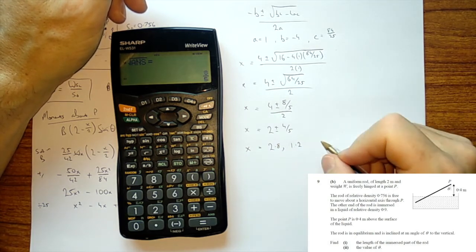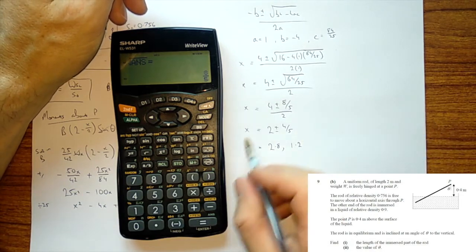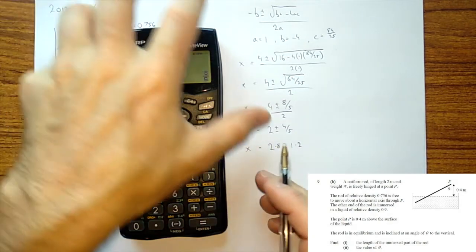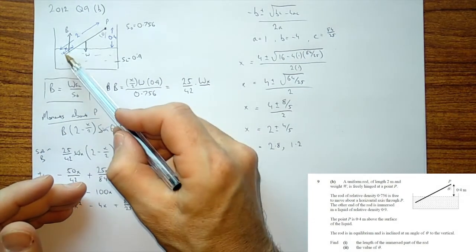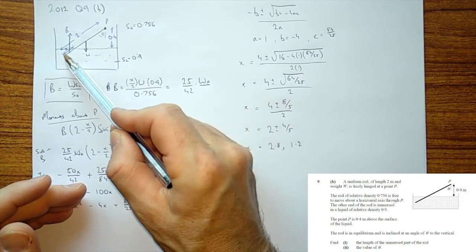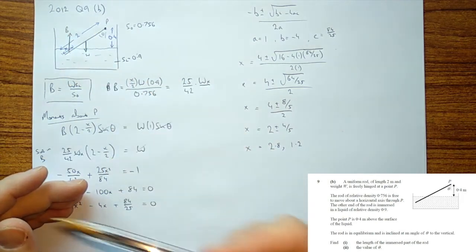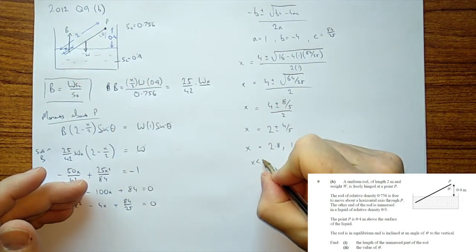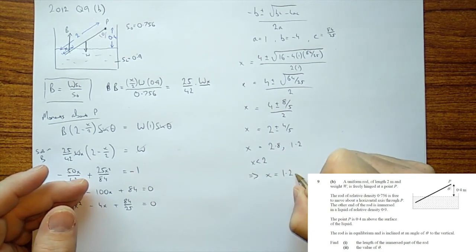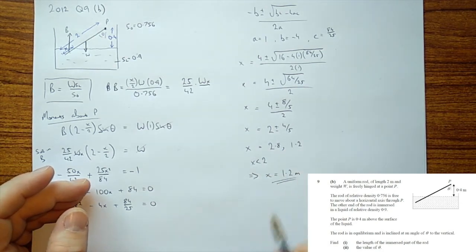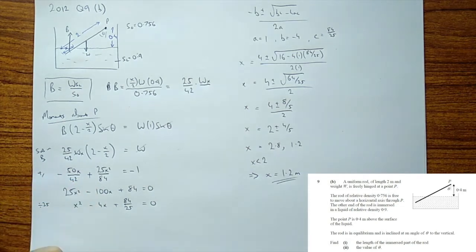All right. Which one is it? Which one is it? Because we are asked for a particular answer. Of course, if we go back to our question here, we see we can rule out one of them straight away. If we look at the total distance is 2 meters, so x is less than 2 meters. X is less than 2. Therefore, x equals 1.2 meters. All right, and that's part 1.